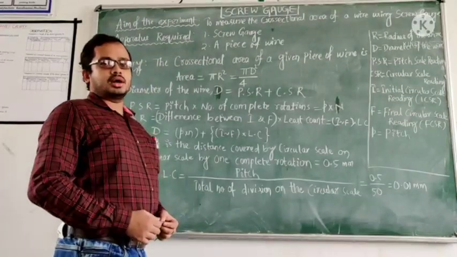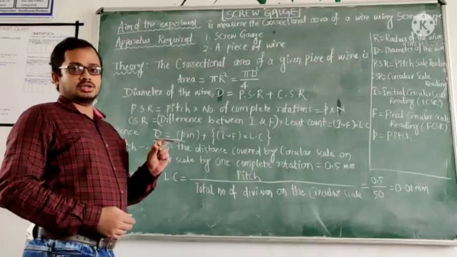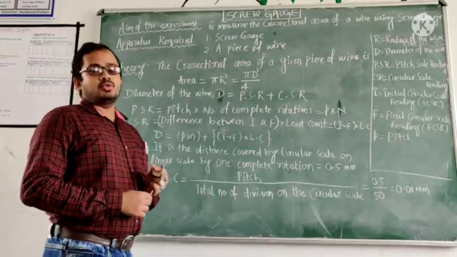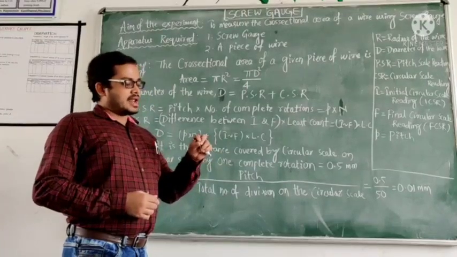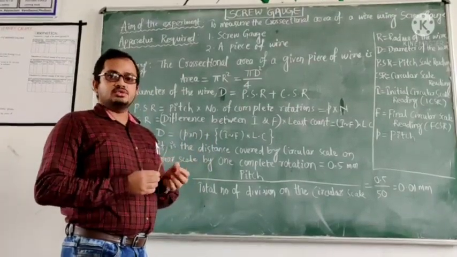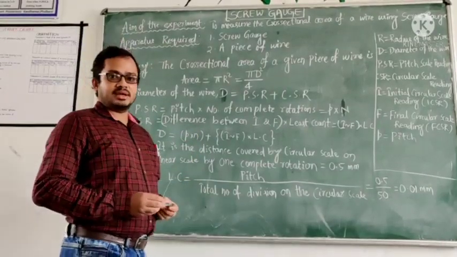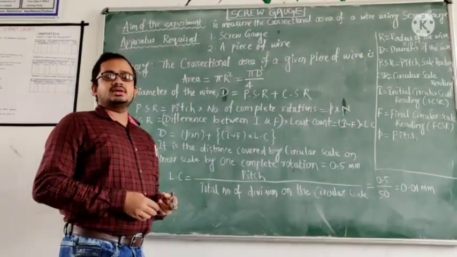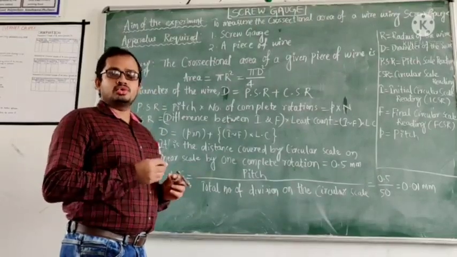Today we are going to learn our second physics practical, which is using the instrument screw gauge. In this experiment, we are going to measure the diameter or the cross-sectional area of a wire using this screw gauge. Before doing this experiment, we need to check what instruments or apparatus are required.